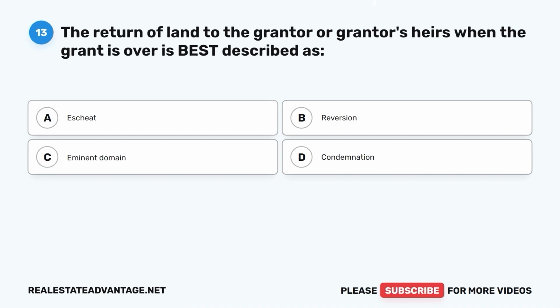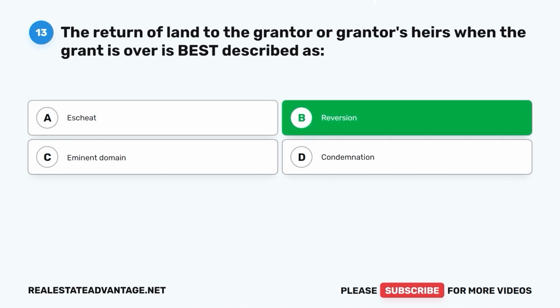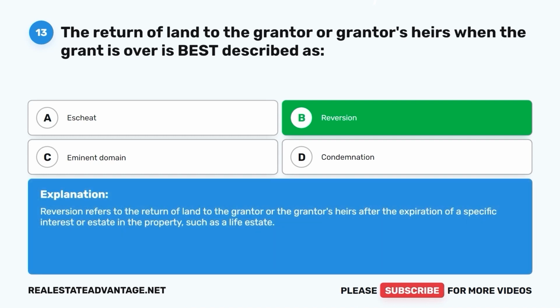Question 13. The return of land to the grantor or grantor's heirs when the grant is over is best described as A. Escheat, B. Reversion, C. Eminent domain, D. Condemnation. The correct answer is B. Reversion. Reversion refers to the return of land to the grantor or the grantor's heirs after the expiration of a specific interest or estate in the property, such as a life estate.